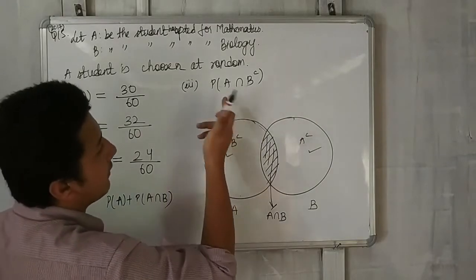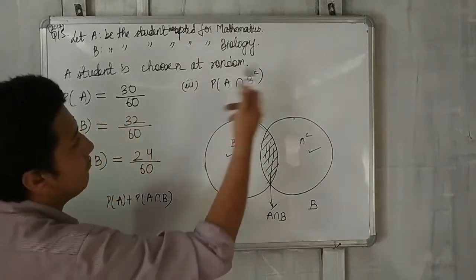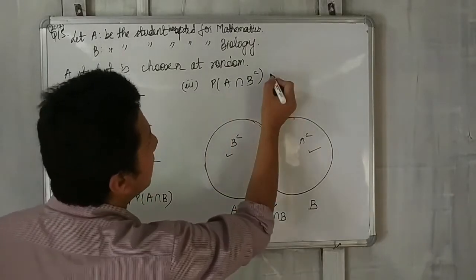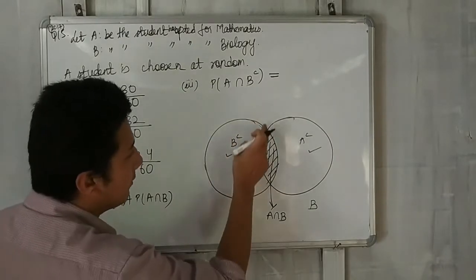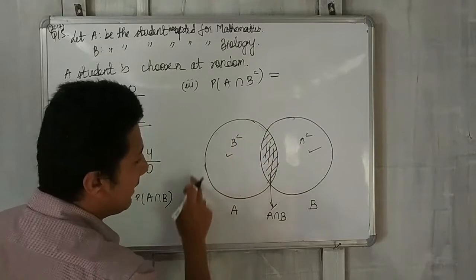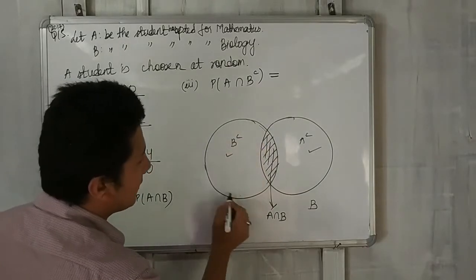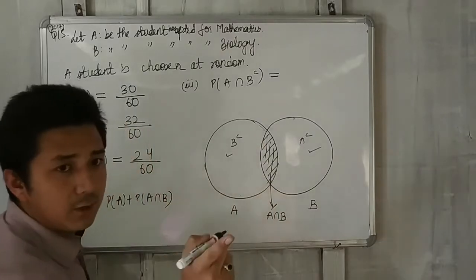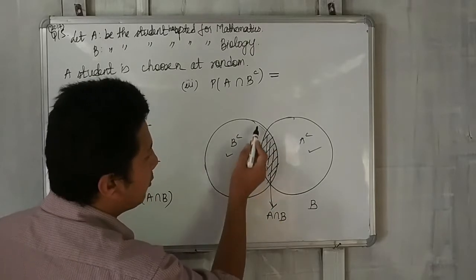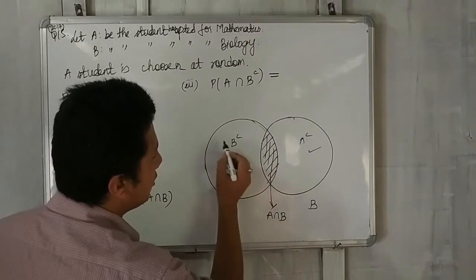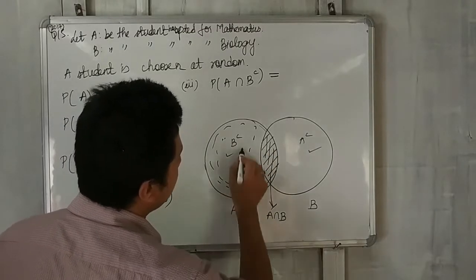This question is asking us to find the probability of A intersection B complement. So the probability of A intersection B complement means we need to find the common part between A and B complement. Which is my A? This whole region is my A. And which is my B complement? B complement is only this. So now we need to find the common portion of A and B complement, which is actually this dotted region. This probability we need to find.